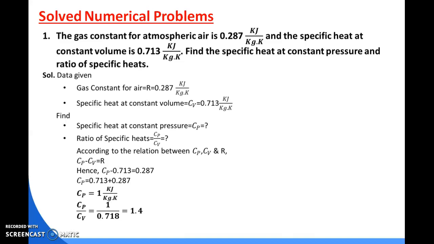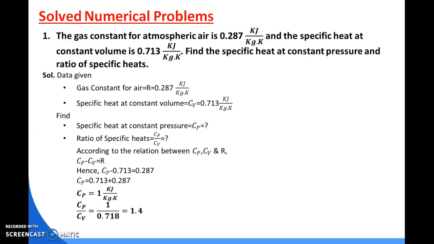So before entering into the problem, we should think about what formula we need to get the answer for Cp and Cp by Cv. According to our previous relation between Cp, Cv and R, we know Cp minus Cv is equal to R. From this, we know the value of Cv as well as R. So inserting the values of Cv and R in the equation Cp minus Cv equals R, we can easily find the value of Cp.